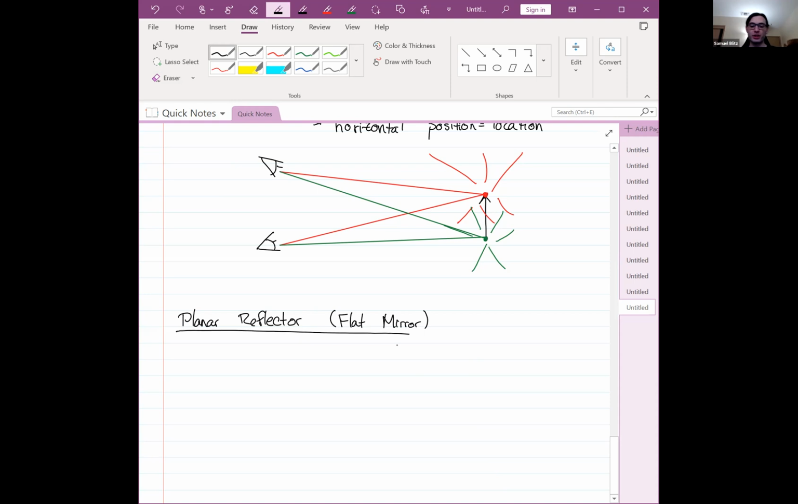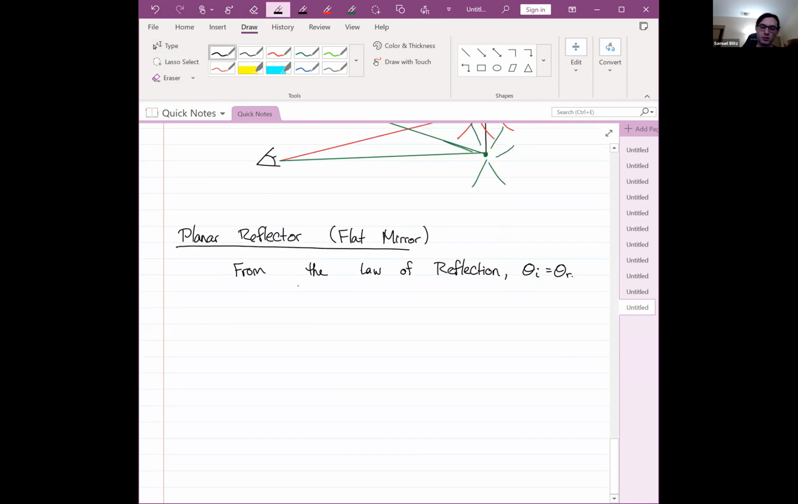From the law of reflection, we already know that when light strikes a reflecting surface, it's going to bounce off at the same angle. Theta I equals theta R. So we can find where an image is geometrically. We can use geometry to find the image.